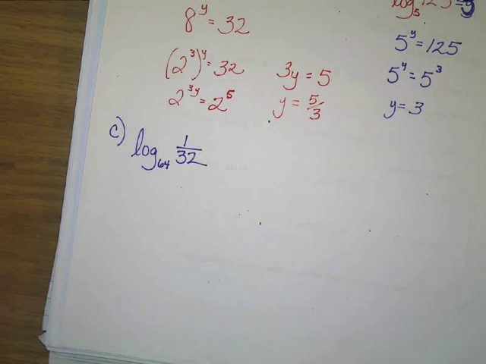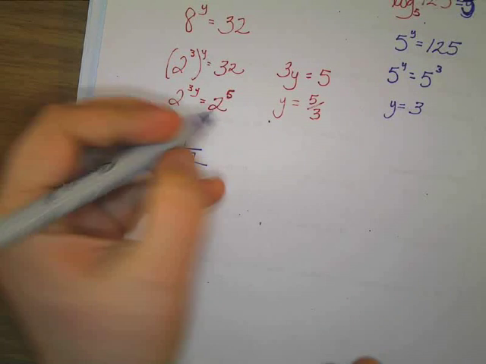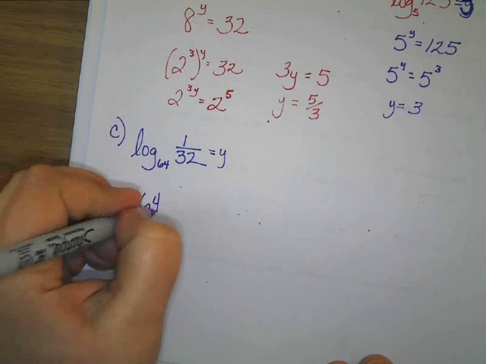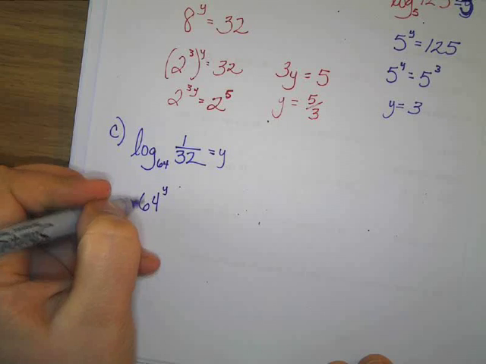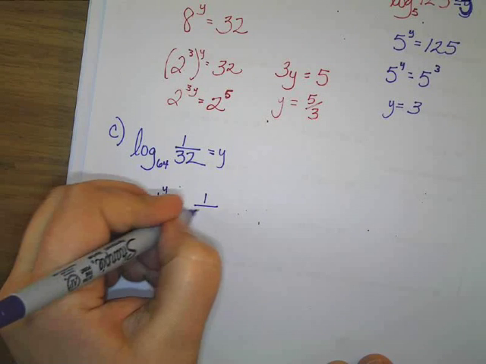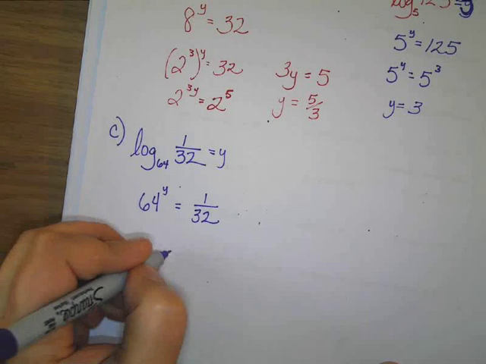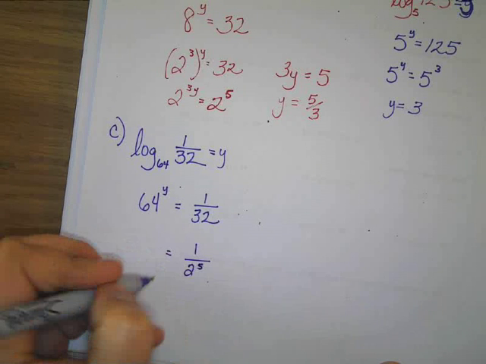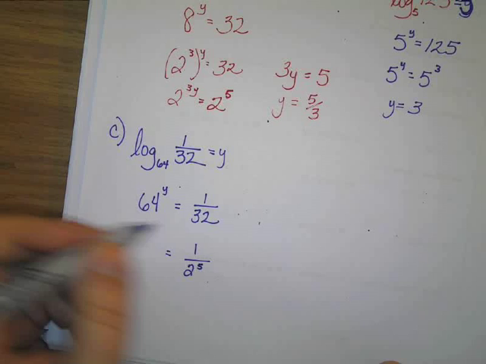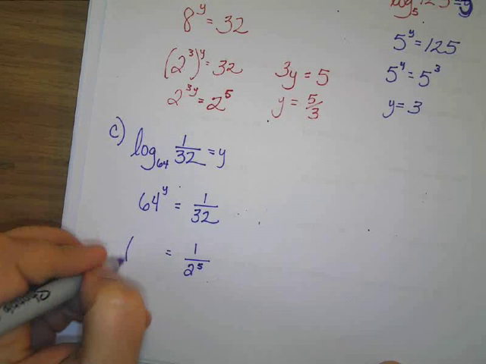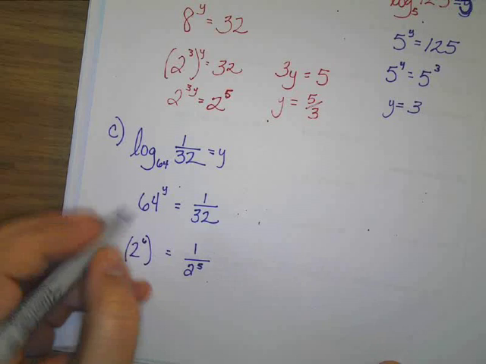Okay, what are we going to let it equal? y. So we're going to say 64 to the y equals 1 over 32. Now this is a little trickier. Can you write 64 and 32 as something to a power? Yes. Base 2. We did 32 earlier, so this is 1 over 2 to the 5th. 32 times 2 is 64, so 64 is 2 to the 6th.